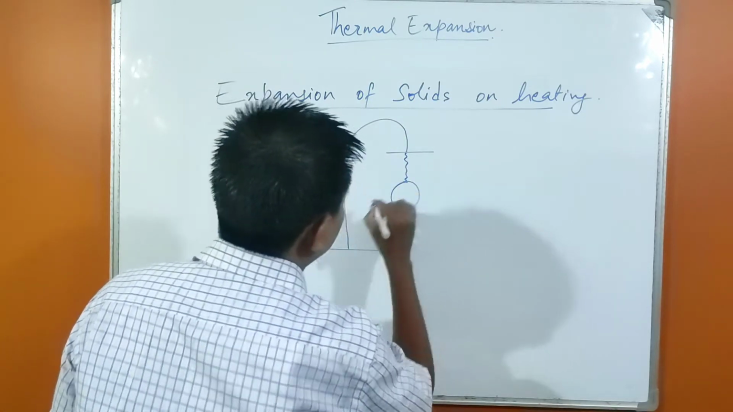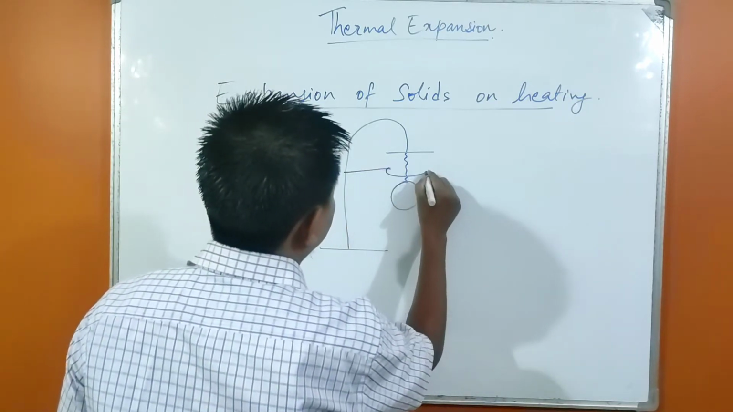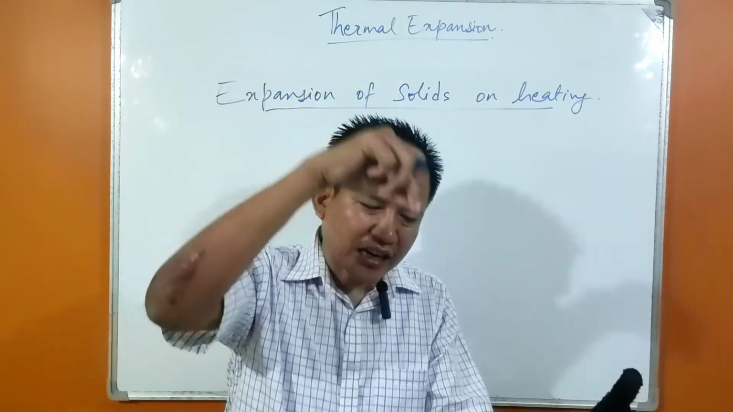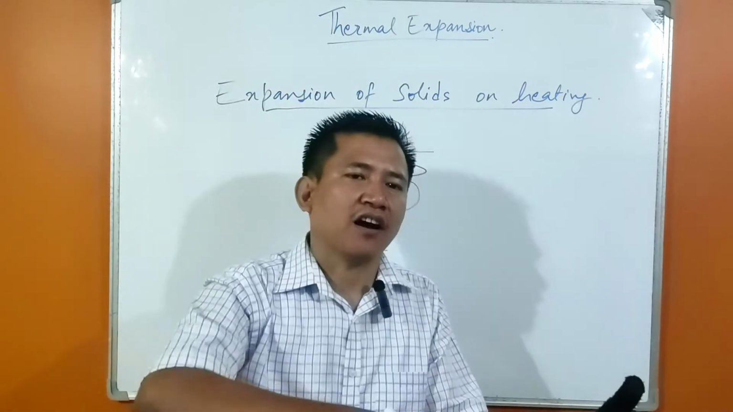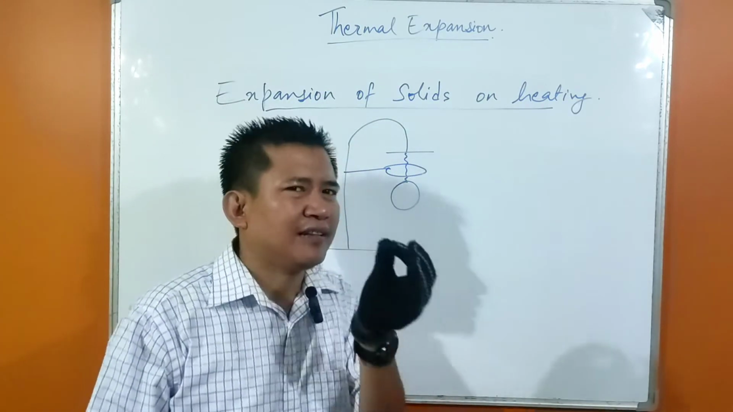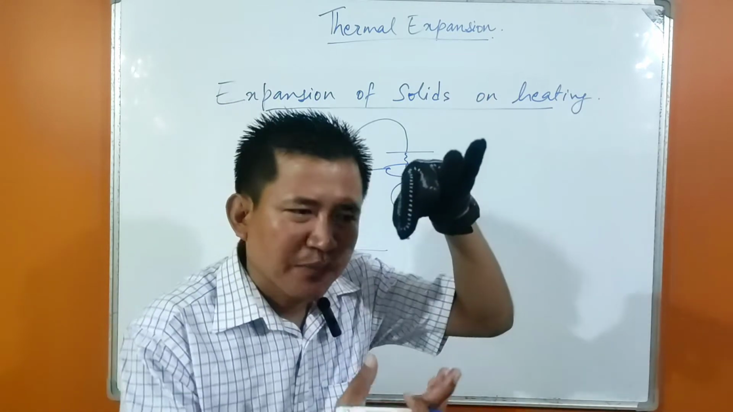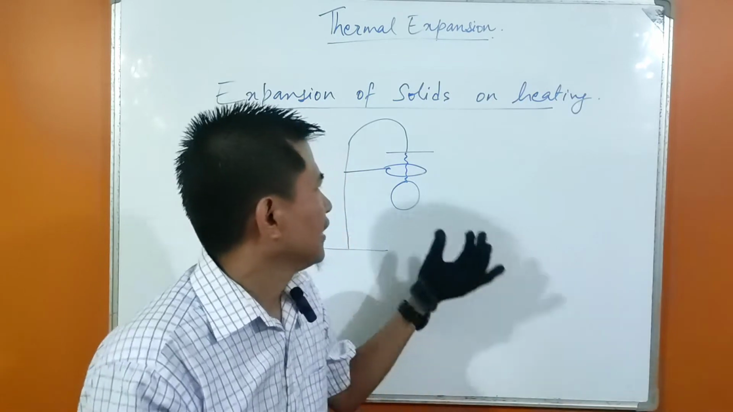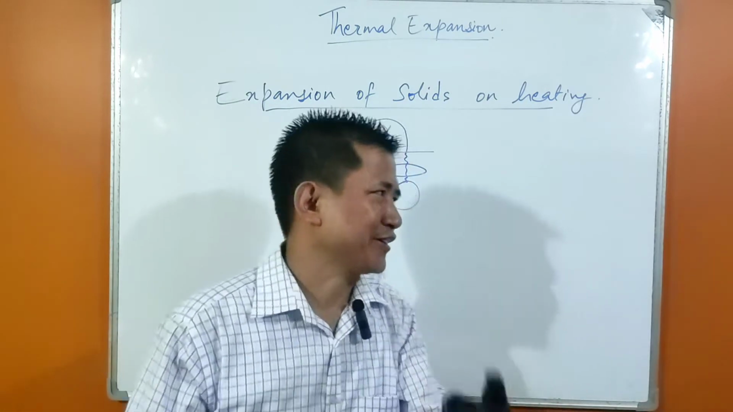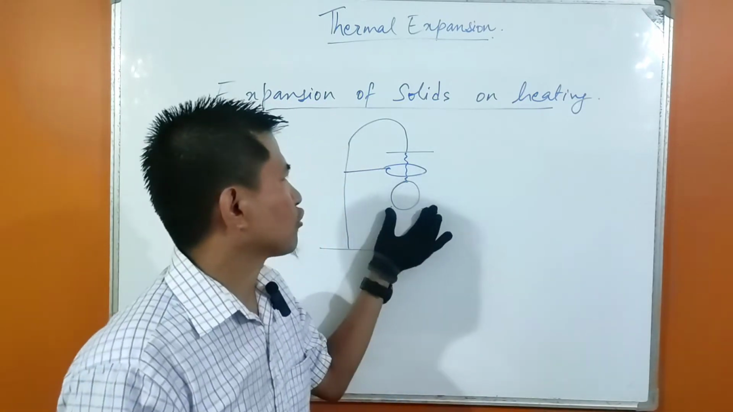A metallic ball is suspended by a thread and there is a ring, okay? This ring is not so big that the ball can easily pass up and down. This ring is just a little bit bigger than the size of this ball, so that the ball can fit through the ring at room temperature. Remember, at room temperature, the ball can just pass through the ring.